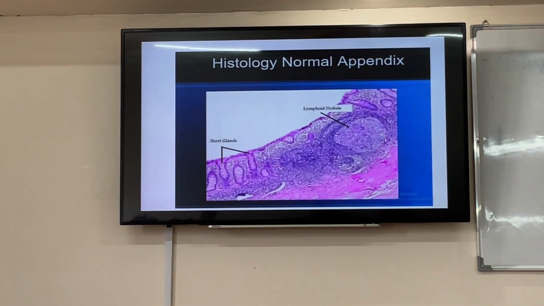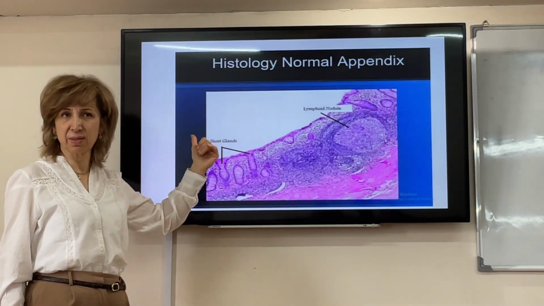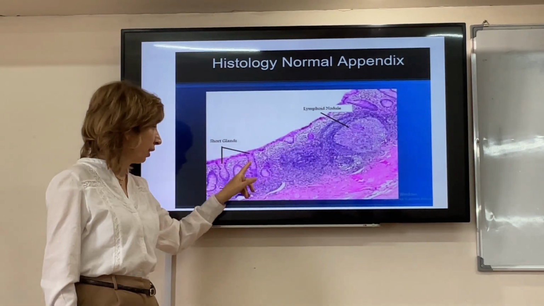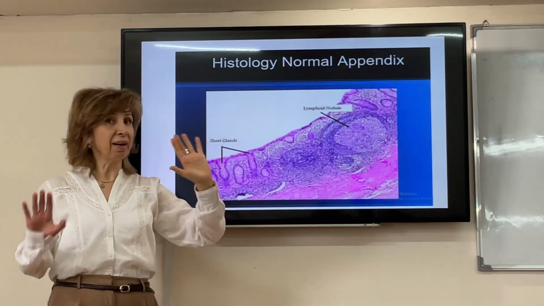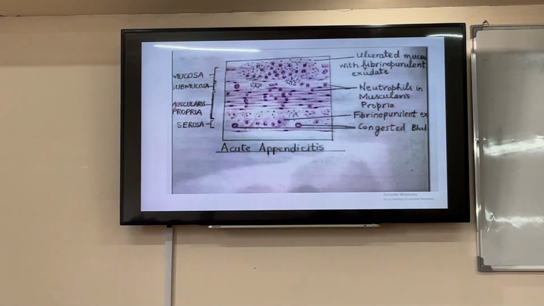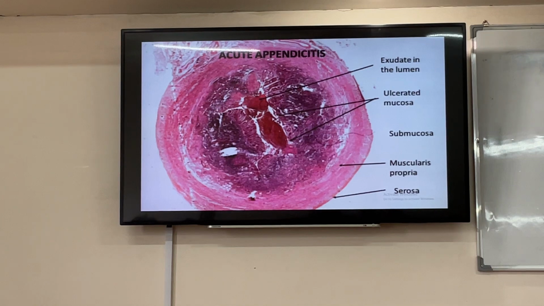Now the second one, I just put it for you to understand. Where is it? Appendix. What do we have? Why did I put it? Because I will ask about ulcerations. You see normal goblet cells, lymphoid follicles, and the cavity. Everyone remembers the histology of the appendix? I just put it because I will ask questions. Alright? Now, what do I have?